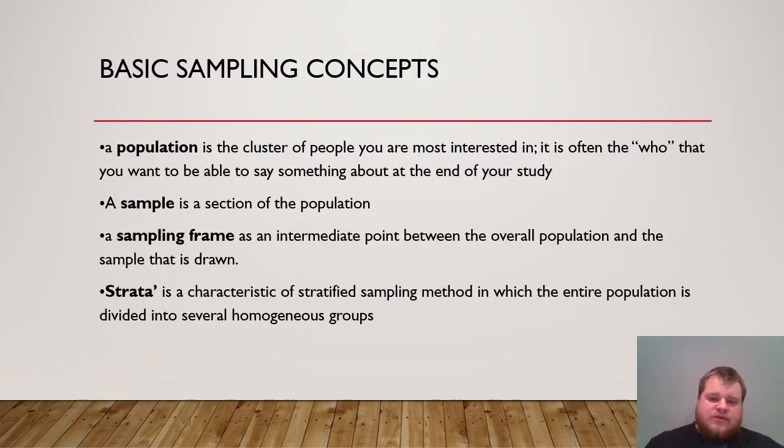Some basic sampling concepts. Population is a cluster of people you're most interested in. It is often the who that you want to be able to say something about. So population can be as broad or as narrow as you need it to be. A sample is a portion of that population. A sampling frame is an intermediate point between the overall population and the sample that's drawn, so kind of like a halfway point. The strata is a characteristic of the stratified sampling method, in which the entire population is divided into several homogeneous groups. So, for example, if you took the population and narrowed down, okay, everyone in this group has blonde hair, blue eyes, or everyone has brown hair, brown eyes, or whatever the case may be.